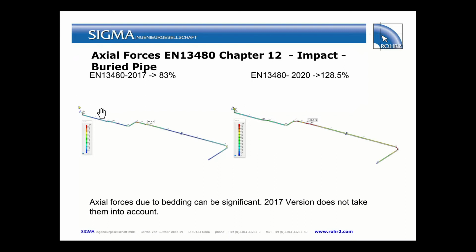Now if we look at an example with a buried pipe, we can see that the thermal stresses from the S4 equation from the 2017 version increase from 83% to 128% in the 2020 version, and this is because the old stress code was not considering the axial forces due to restrained thermal expansion, and this of course is not correct, and the old code could not be used to verify buried pipes with long straight segments.